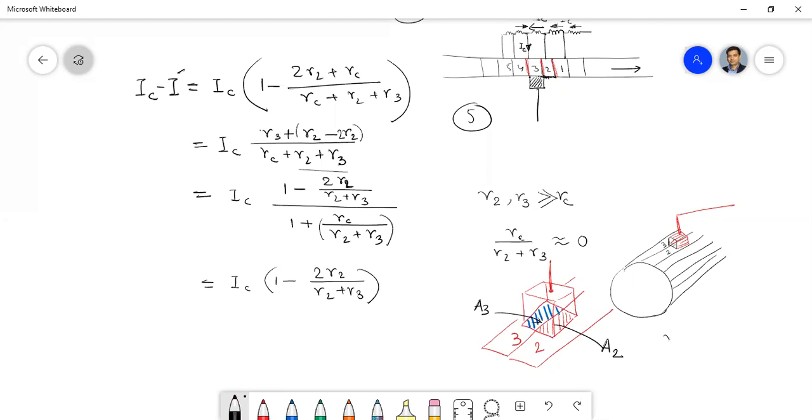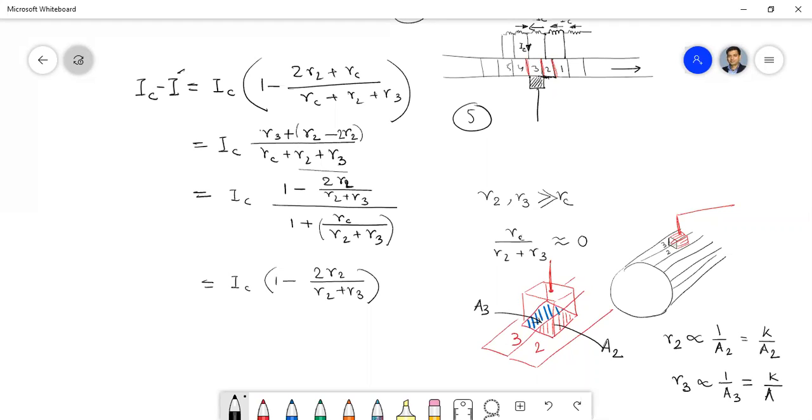Now what can we say about this R2? R2 is inversely proportional to A2, isn't it? Or we can write K by A2. And what can we say about R3? R3 is also inversely proportional to A3. Am I audible clearly?